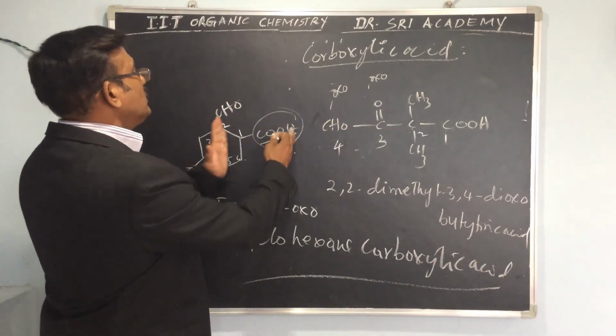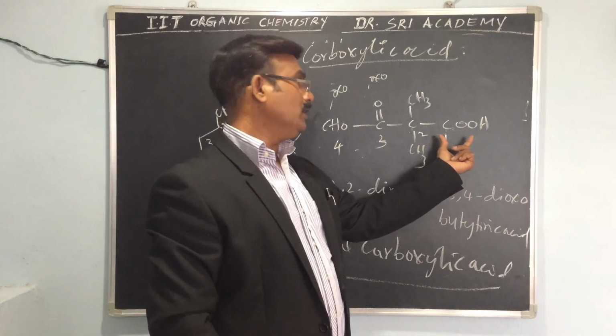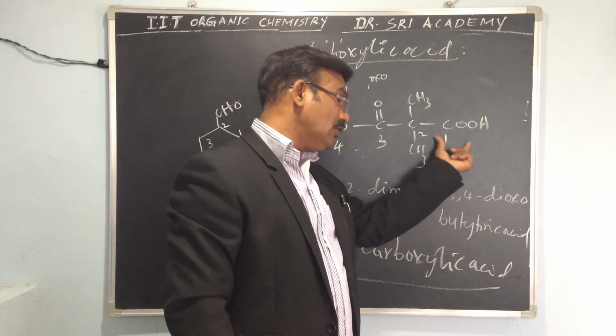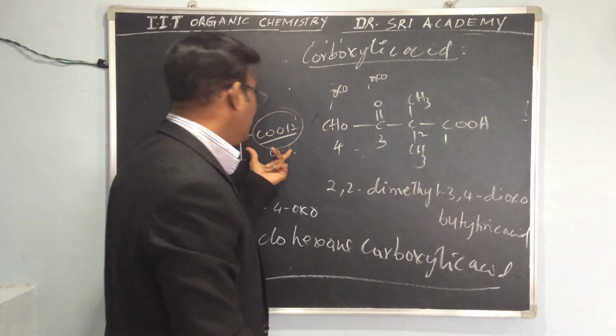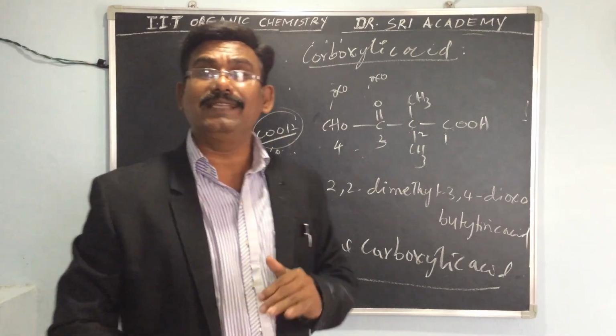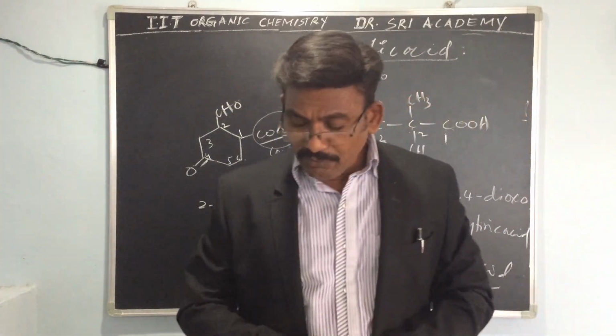Here in this compound, this carbon is not counted in the numbering, whereas there the carbon of the COOH group is included. This is the difference. In competitive exams, this type of question will come. It's a special case. Okay, thank you very much.